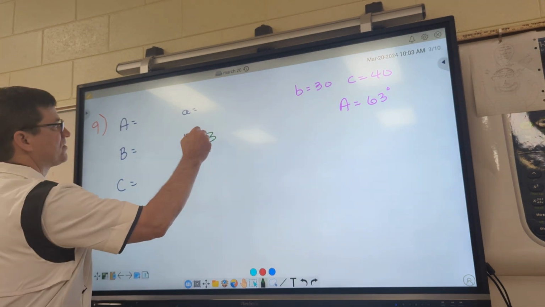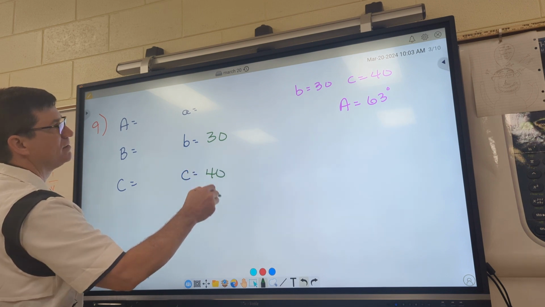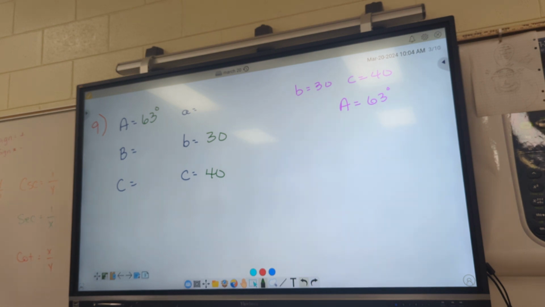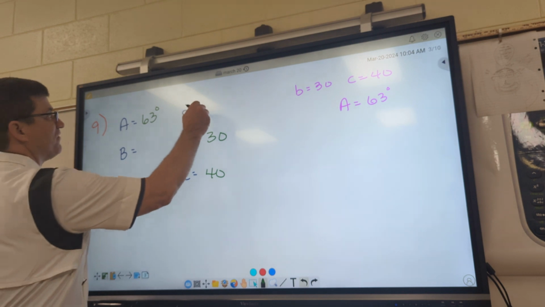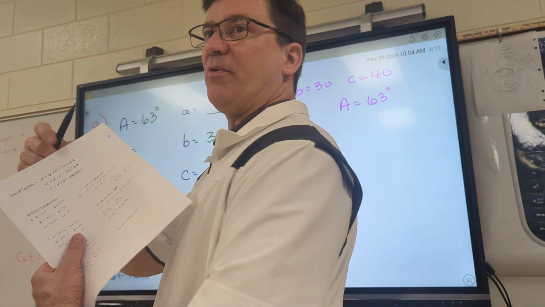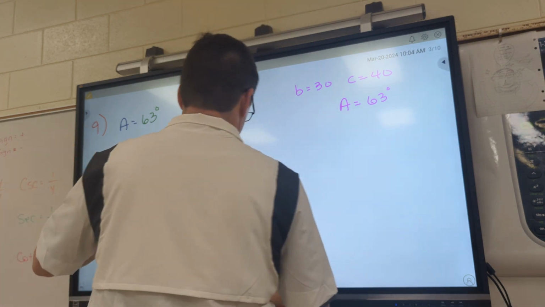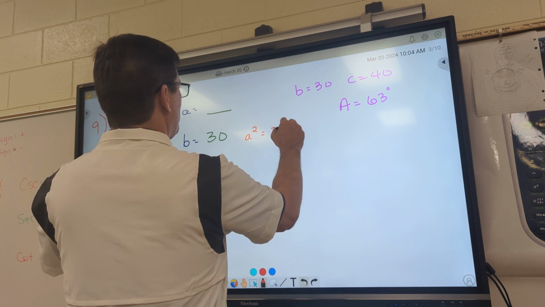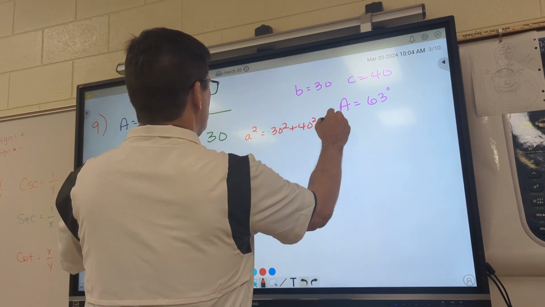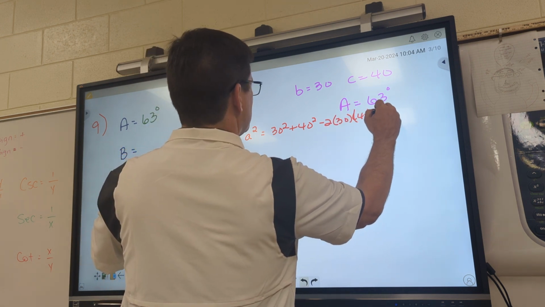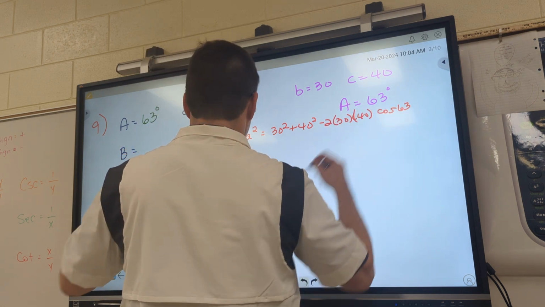All right, so little B is 30, little C is 40, angle A is 63. As you can see, we do not have both answers on any of the variables, so we got to use our new formula so we can find little A, right? So the formula, it's on your paper. I don't have them on the board. All right, so we're going to do A squared equals 30 squared plus 40 squared minus 2 times 30 times 40, cosine 63. Let's type that in.